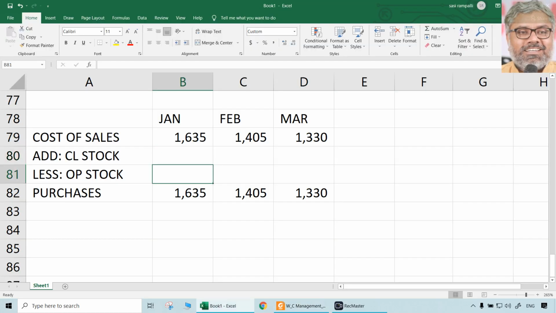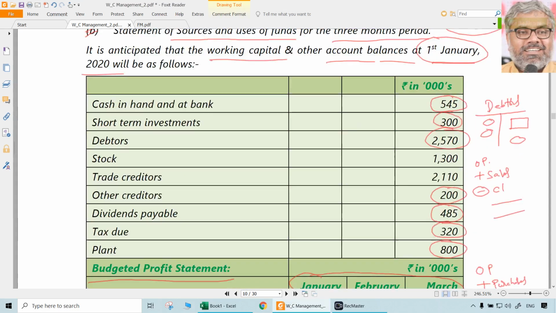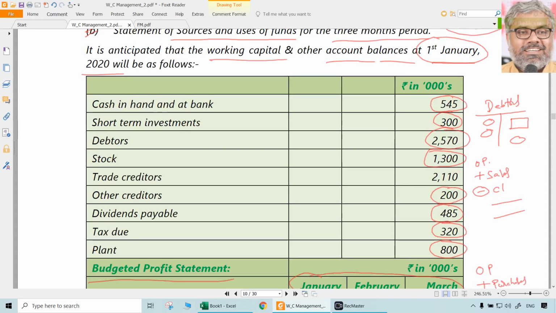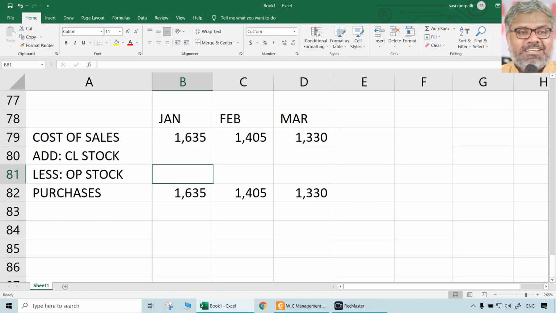So first let us take opening stock of January, which is given here, that is 1300. We can place it at appropriate place. 1300 is the opening stock of January. So where we can keep that? Opening stock of January 1300.